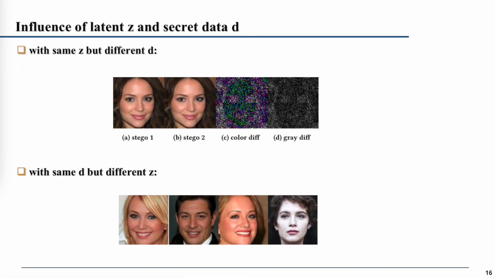Our stego images are generated with two inputs, latent vector Z and secret data D. We generate two stego images with different D but the same Z, using a well-trained GSN model. We can see, when D is varied, these two stego images only differ in image details, such as texture and edges. By modifying the input latent vector Z, the appearances of stego images are changed drastically.